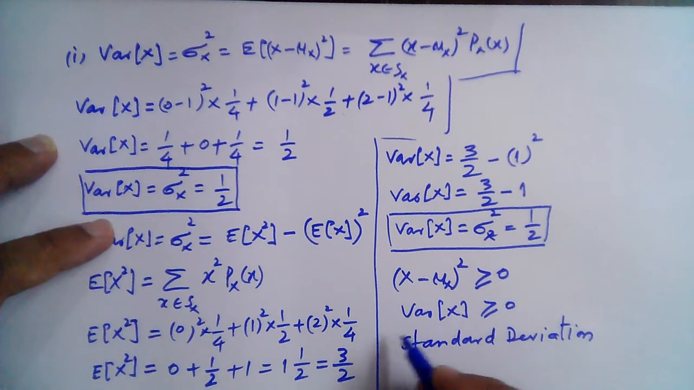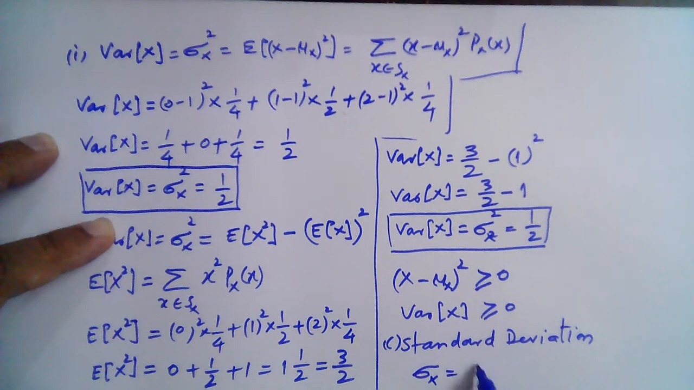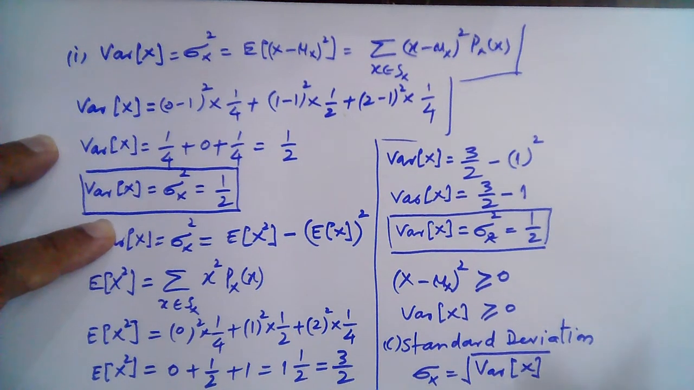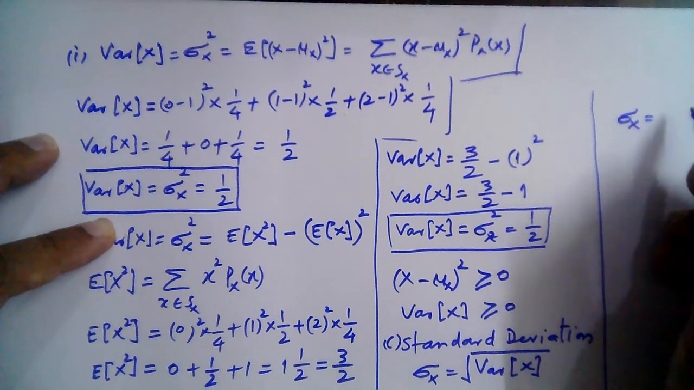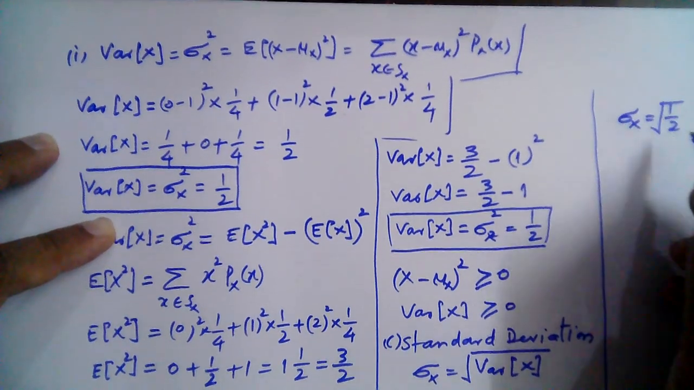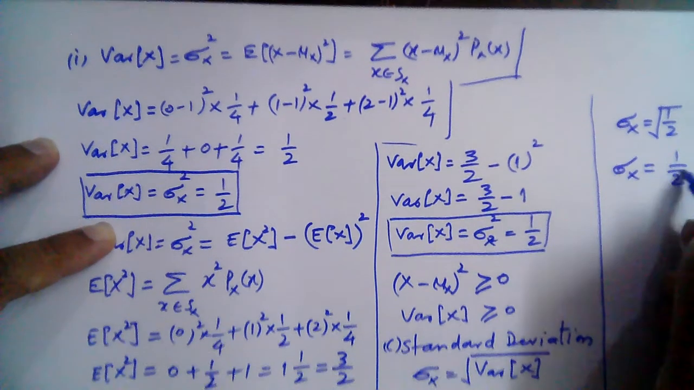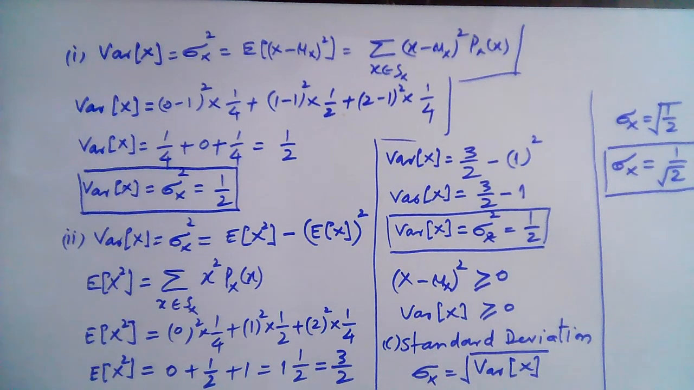Part C, standard deviation. So the standard deviation is usually denoted by just sigma x, right? And it is the square root of the variance. So in our case, the standard deviation is just the square root of the variance 1 over 2. So standard deviation is the square root of 1 over 2. So this completes the solution to the given problem.